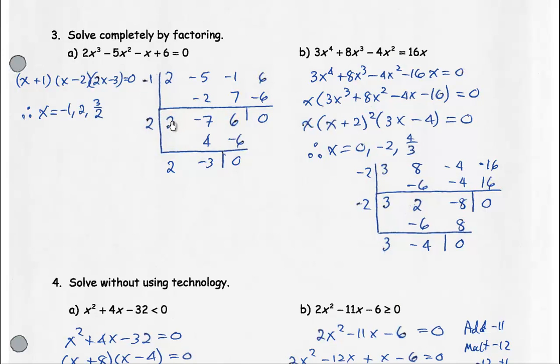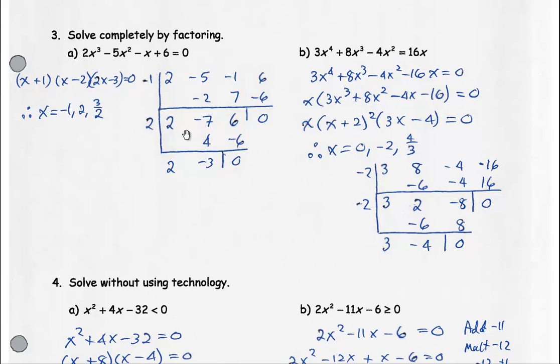So bring the 2 down here. -1 times 2 is -2. -5 and -2 add to -7. -7 times the -1 is +7, and add that to the -1, you get 6. 6 times -1 is -6. Those add to give a remainder of 0. So the -1 worked. It gives us a factor of x plus 1.